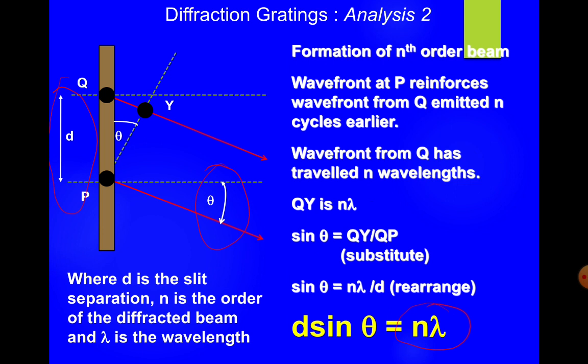Now, we're not going to derive the equation, but you need to know how we get our data. We have d, which is the slit separation. We have to do this in meters. We have our angle, and we have then n times lambda. So the formula is d sine theta equals n lambda. You can rewrite the formula, but this is the equation for the diffraction grating.